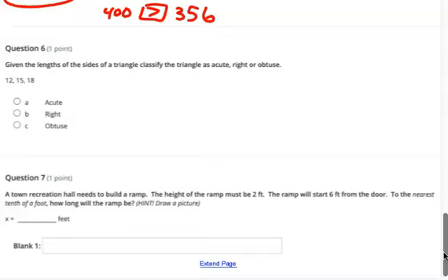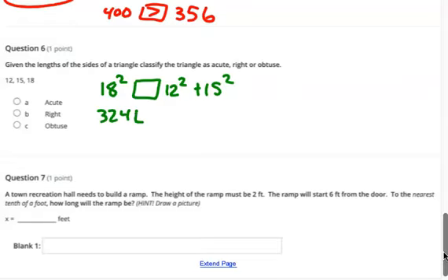Then number 6 is just going to be a good example of an acute. Let's go through the steps. 18 is the hypotenuse. It's the biggest one. Put that first. Then a box. We have 12 squared plus 15 squared. 18 squared is 324, compared to 144 plus 15 squared, which is 225.